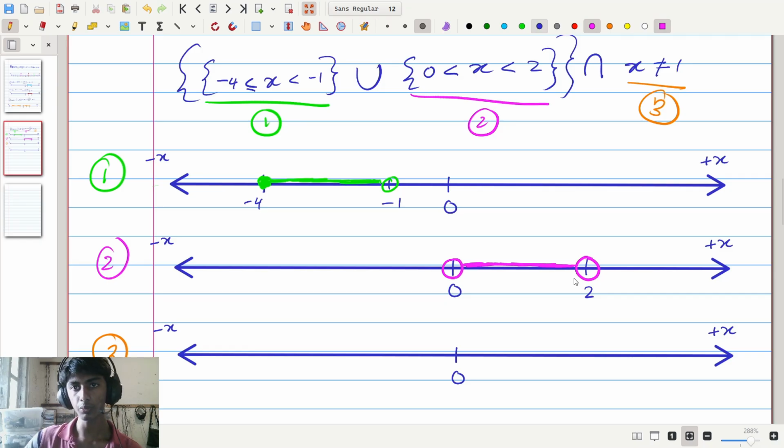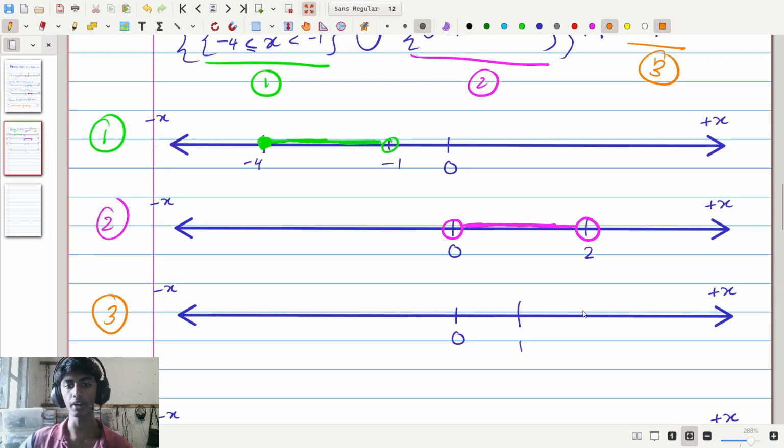For the third equation, what we have is that all the points other than the point 1 are included, because x is not equal to 1. So therefore, if x is not equal to 1, there's a hole at 1, and every other point on the number line is included. So we just shade all of this. All of these points are included. To the left hand side as well, all of these points are also included.